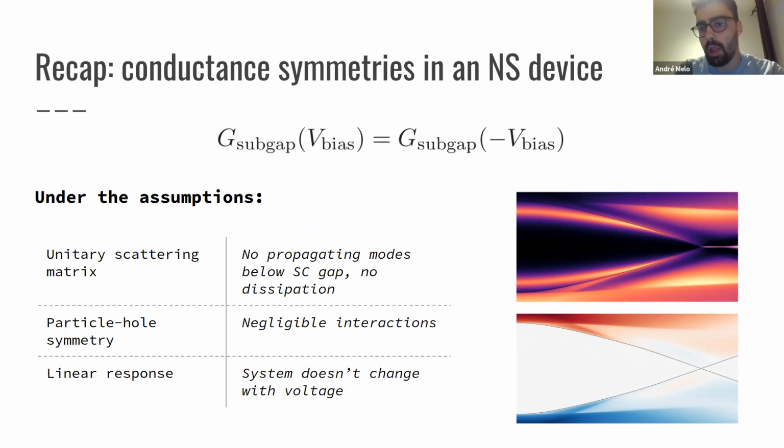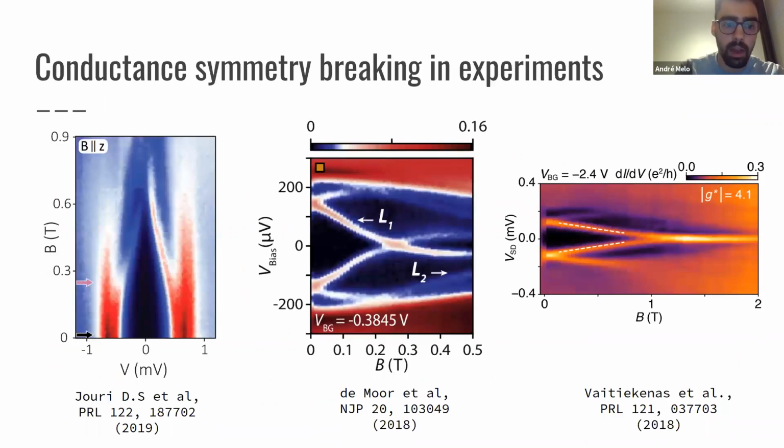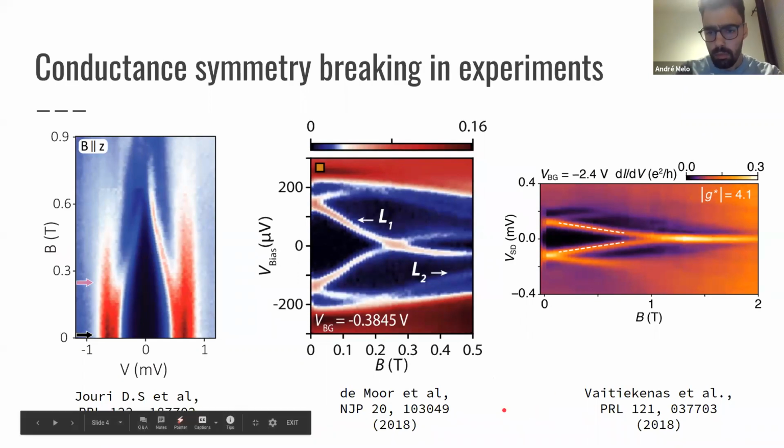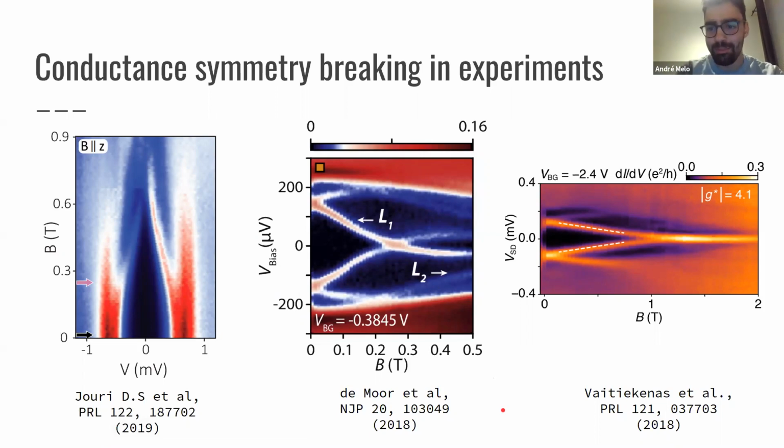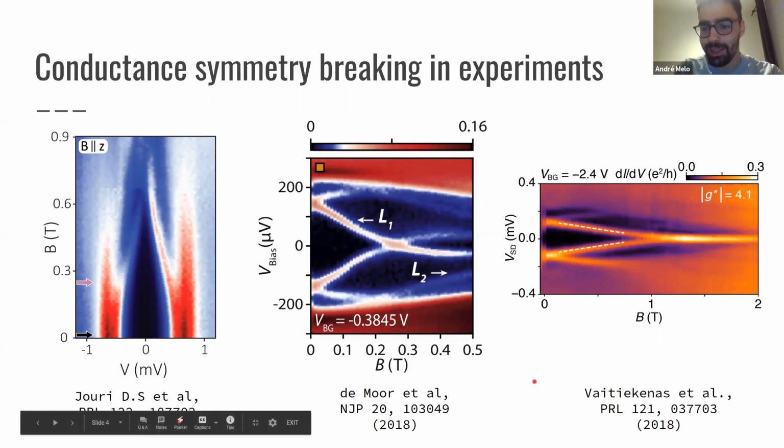And so now the next natural question is, do we see this in experiments? And the answer is not always. There are definitely experimental data where the conductances are nicely symmetric, but there are also many examples where they aren't. Here I'm showing you 3 plots from 3 separate papers. I think 2 are from Delft, judging from the color map, and 1 is from Copenhagen.